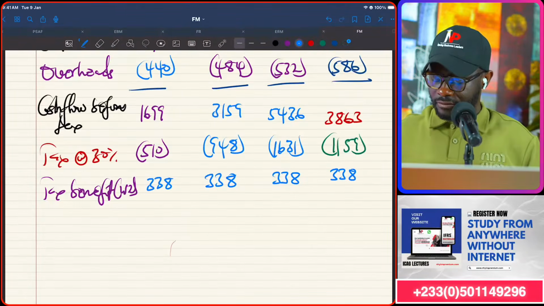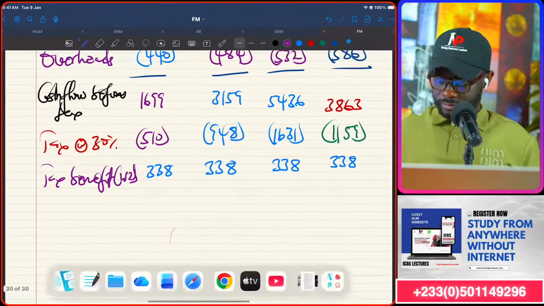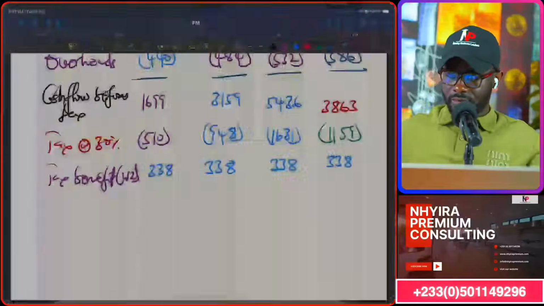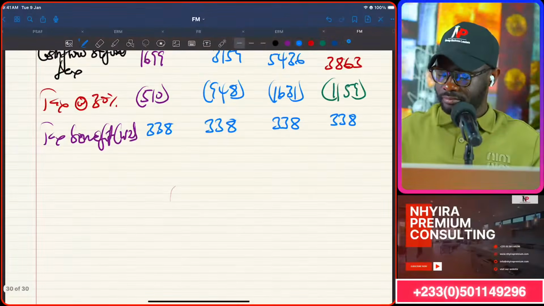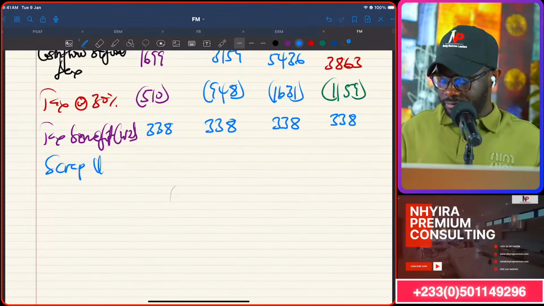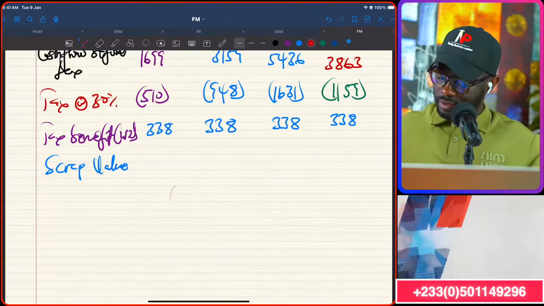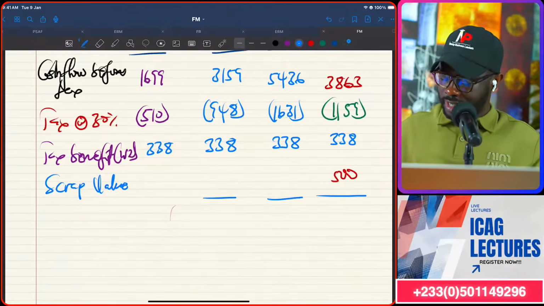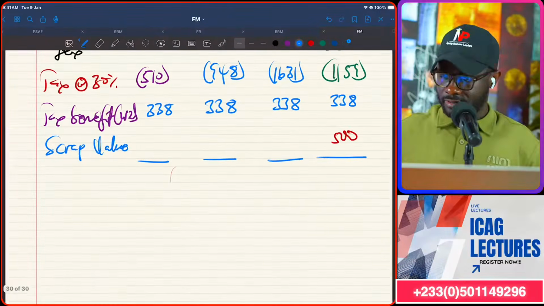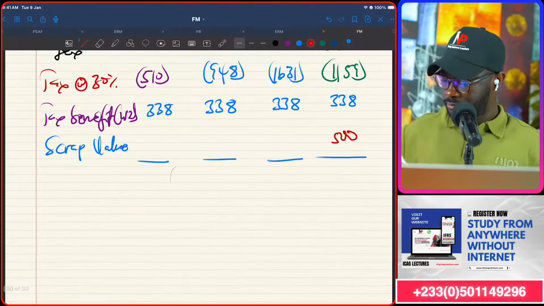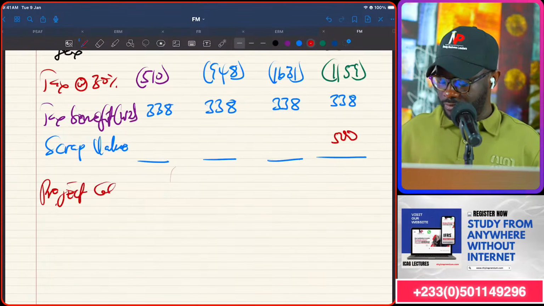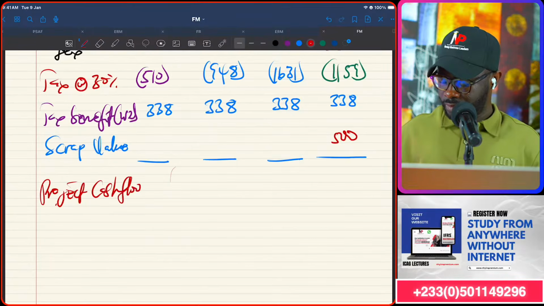Then what else do we have? Let's see. There's a scrap value at the end of the project, so we could bring that up so that we can add everything in the mix. The scrap value is 500 coming at the end of the year. Then we can now get cash flows after tax. So the project cash flow after tax.